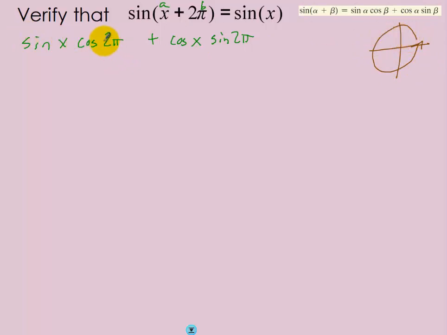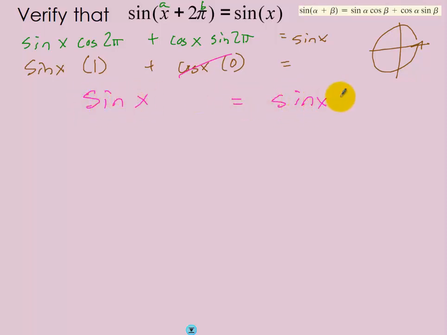It's that same thing as cosine of 0, and that's the x values. So cosine of 2 pi is the x value. That's going to be 1. Plus cosine of x times the sine of 2 pi. That's the y value right there, which is going to be 0. So cosine of x times 0, well, anything times 0 is 0, so that just cancels out. So I'm left with sine of x times 1, or just sine of x, equals sine of x. Hey, checks out. Cool. That's it.